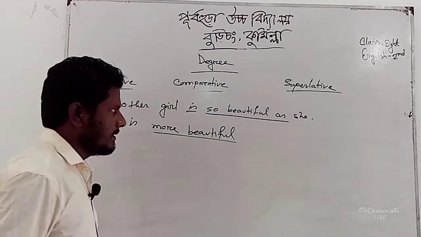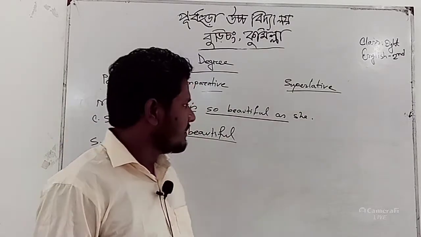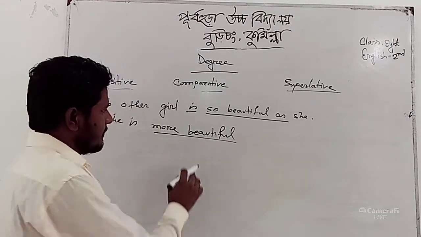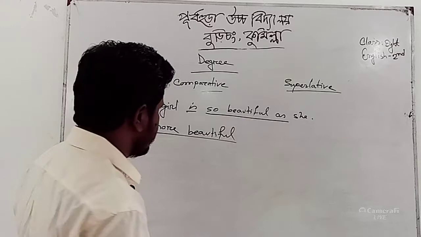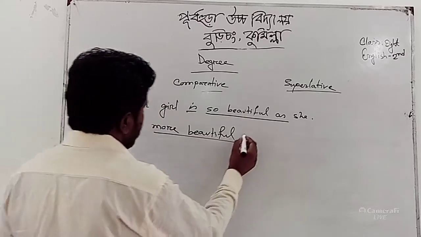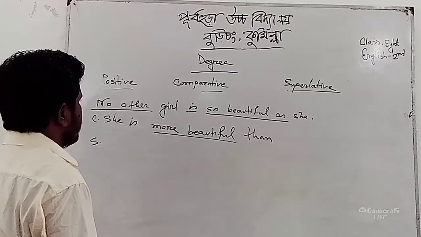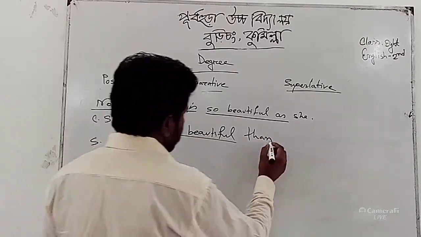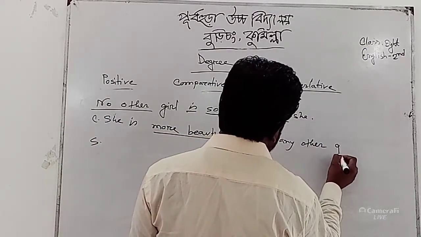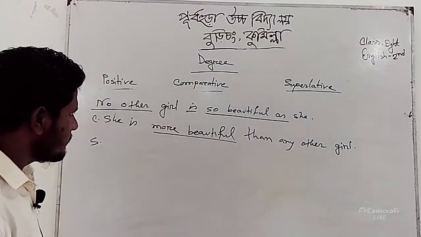This is the technique. If the adjective is more than 2 or 3 syllables, then we can write more at the very beginning of the degree or adjective. So here, she is more beautiful, and then the technique or rule is no other than any other, the first subject.